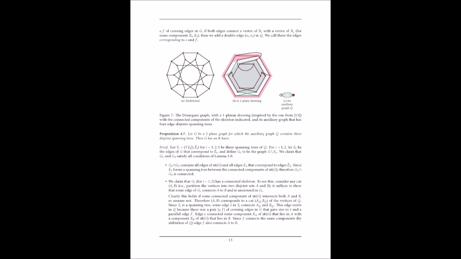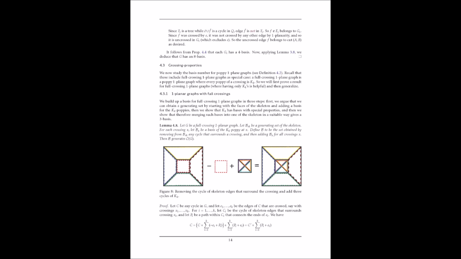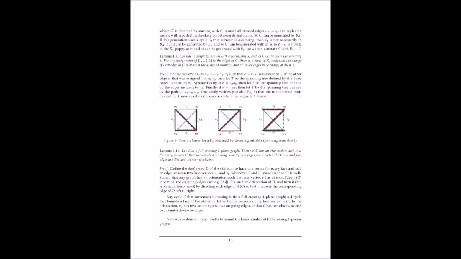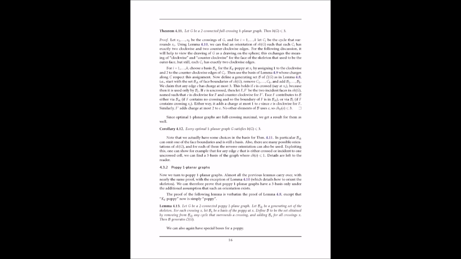Right. Well, if the skeleton is connected, we can cleverly separate those crossing edges to create two subgraphs that are each planar. So by splitting the one planar graph at its crossing points, we end up with two nicely behaved planar graphs. Exactly. And since planar graphs have well-defined properties, we can use that knowledge to understand the basis number of the original one planar graph.